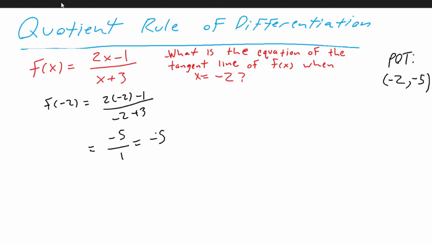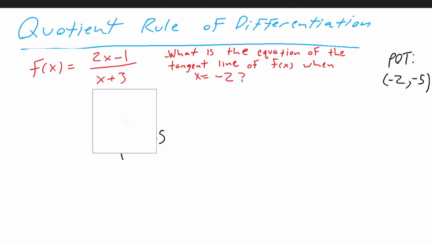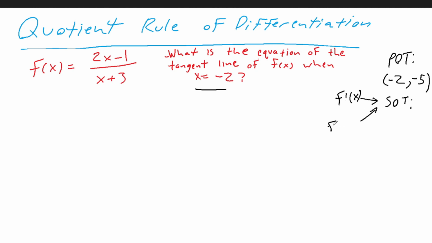And then the next step is finding the slope of the tangent line. So the slope of the tangent line, which is the same as the derivative, is the same as f prime of x, or in this case, because x equals -2, this is actually f prime of -2. So let's go ahead and find the derivative and then plug in x equals -2.